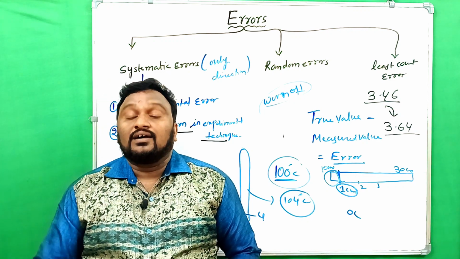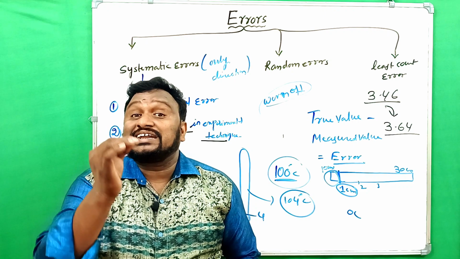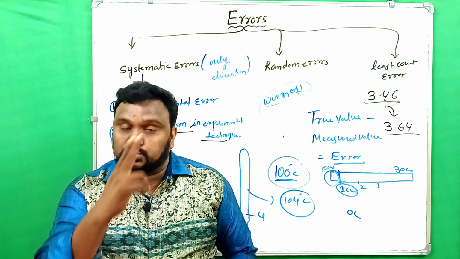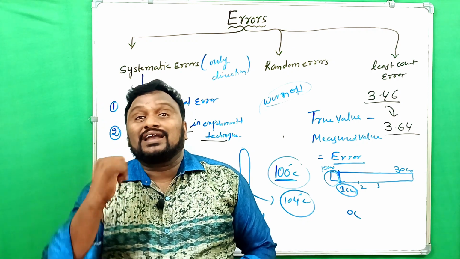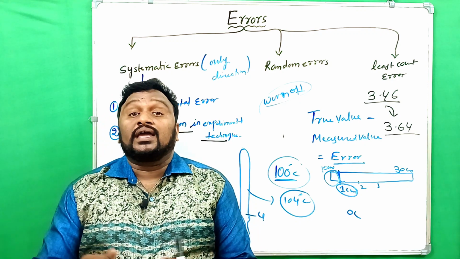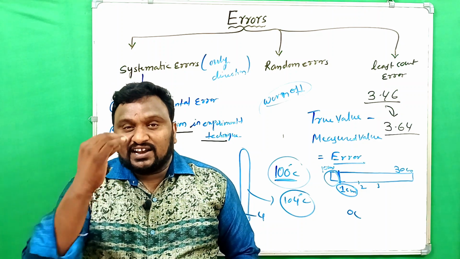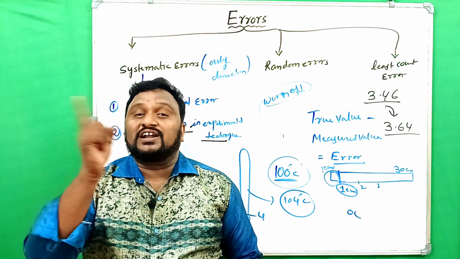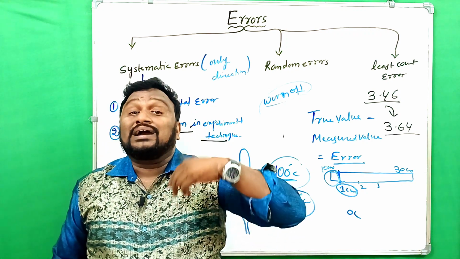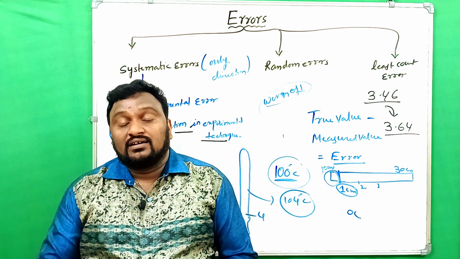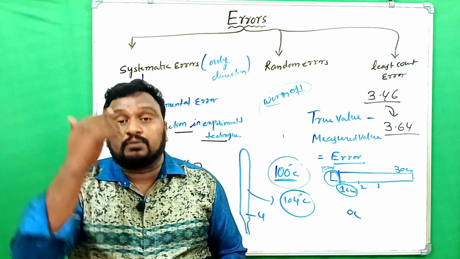The first thing, systematic errors can be eliminated by improving experimental techniques, and number two, by using the instruments in a proper manner, and third one, by avoiding the personal errors. Clear? Systematic errors can be eliminated by improving experimental technique, and experimental apparatus should be used in a proper manner, and by avoiding the personal errors we can reduce the effect of systematic errors in our experiments.